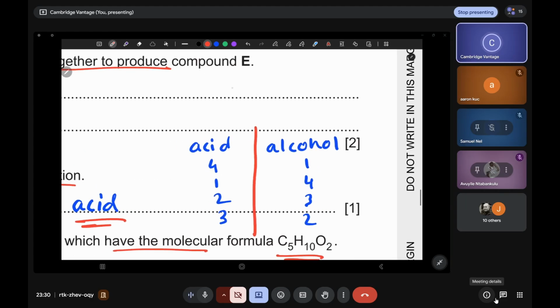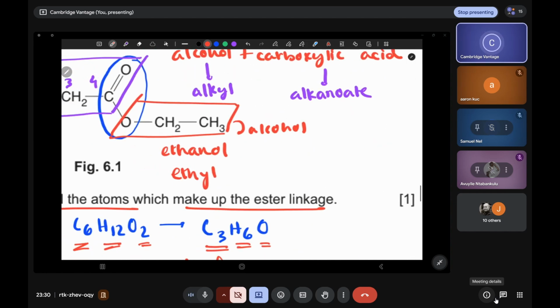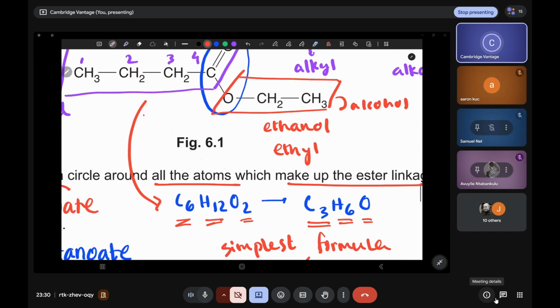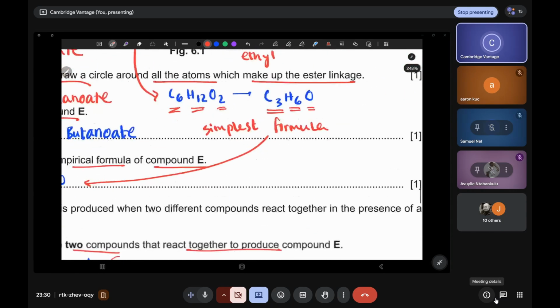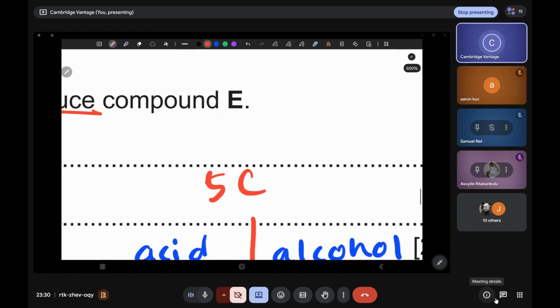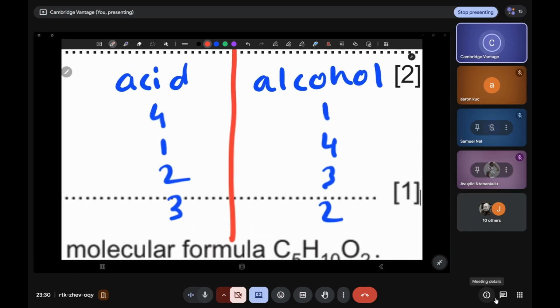And here's the thing, what you should do. You have 5 carbons over here. Now in an ester, what did we see? The carbons could be on the acid side, or they can be on the alcohol side. Depending on which side they are, the molecule changes. So that's what we are going to do. The 5 carbons, we are going to try and split them into an acid column and an alcohol column. So that's what we have over here.